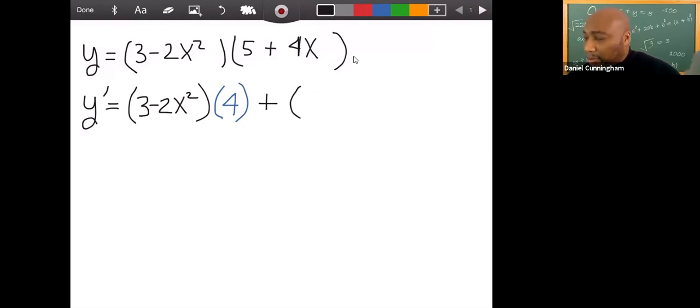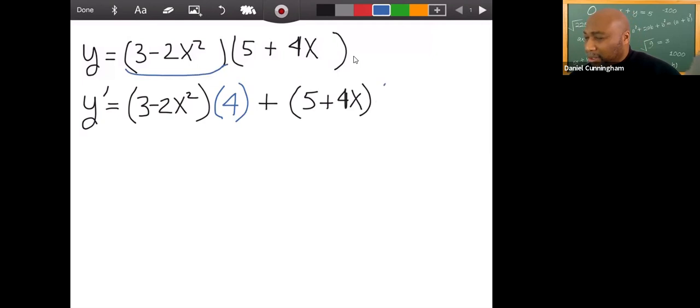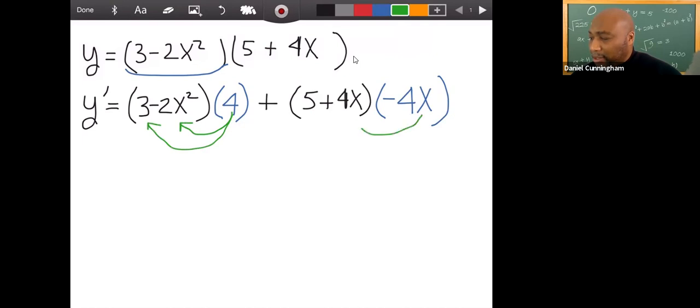we write down the second function, 5 plus 4x, and we multiply that by the derivative of the first function. So derivative of 3 is 0. This would be minus 4x. Now, what we're going to do, we're going to multiply this 4 times the first and second term, and negative 4x times this first and second term here. And then we're going to see if there are any like terms, combine them, and then circle our answer.